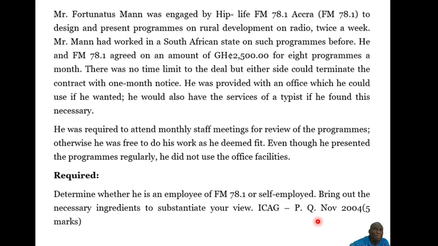2,500 for 8 programs a month. There was no time limit to the deal, but either side could terminate the contract with 1 month notice. He was provided with an office which he could use if he wanted. He would also have the services of a typist if he found this necessary. He was required to attend monthly staff meetings for review of the programs. Otherwise, he is free to do his work as he deemed fit. Even though he presented the programs regularly, he did not use the office facilities required.